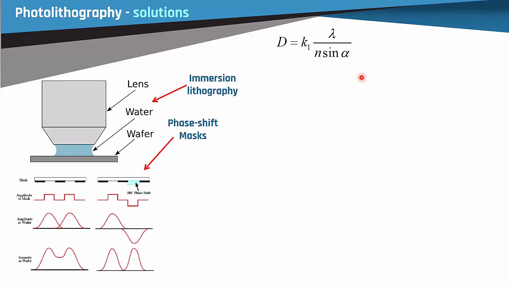Another thing is playing with the phase of the masks. So you can change the phase of the light that goes through the masks, and then use additive or subtractive refraction to get better resolution. Okay.